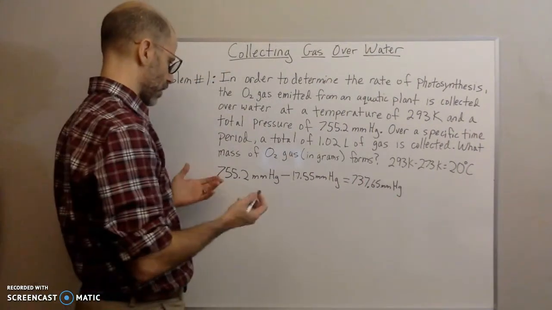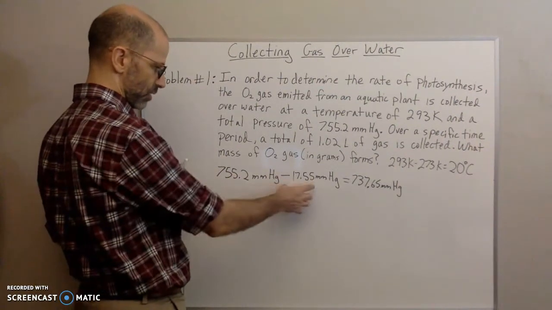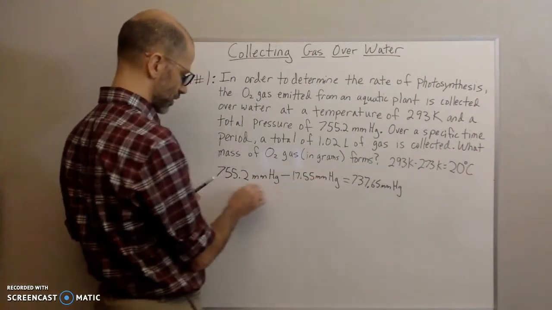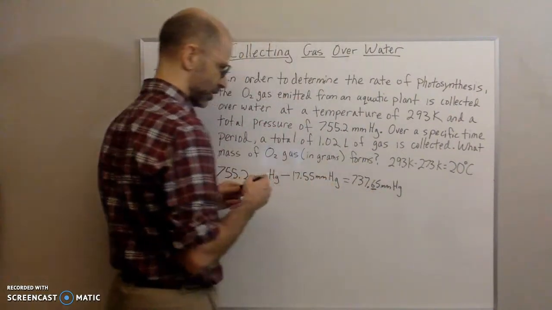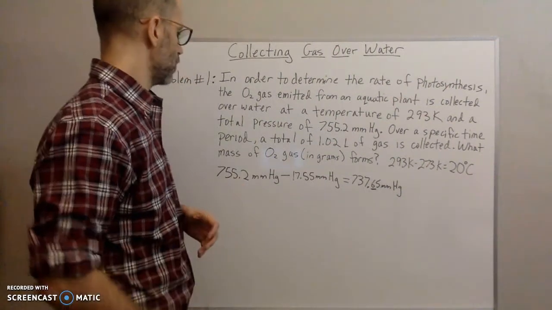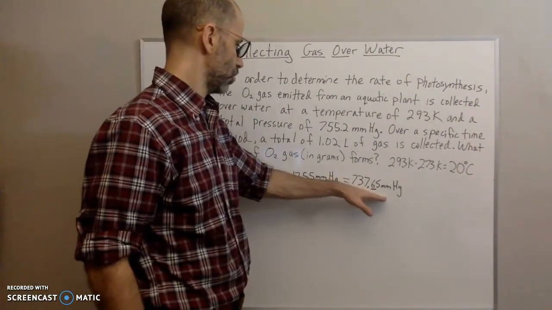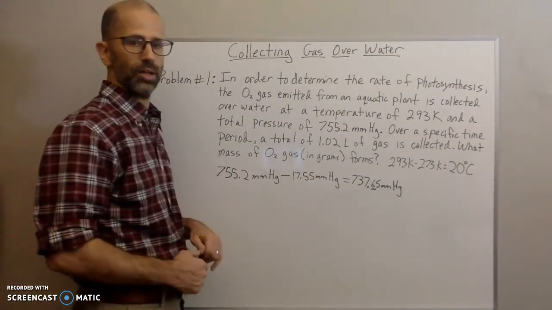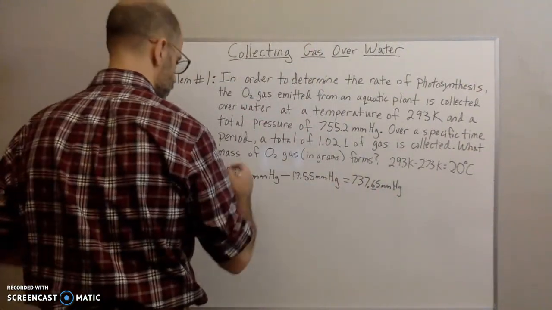Let's keep track of sig figs. Since I'm subtracting, I'm looking at decimal places, so the least number of decimal places. I have 2 decimal places here and 1 there, so the least number is 1, so the 6 is my last digit. I'll keep the 5 because I need to do more calculations. Now that I have the partial pressure due to oxygen, I can use the ideal gas law to find the number of moles, but I first have to convert millimeters of mercury to atmospheres.